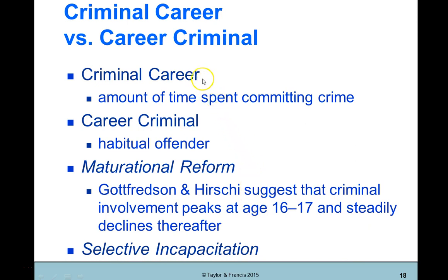There's a difference between the criminal career and the career criminal. The habitual offender that just continues their whole life committing crimes is the career criminal.